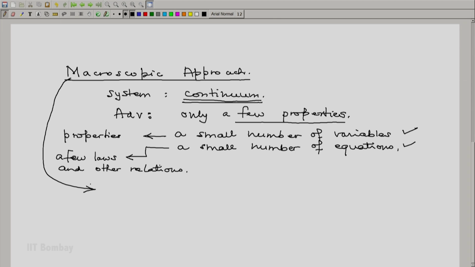This approach is also known as the phenomenological approach, because here we are going to study the phenomena which take place, and generalize those phenomena as our laws of thermodynamics. It is also known as the classical approach.